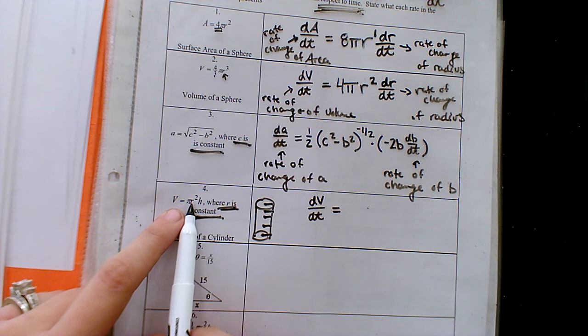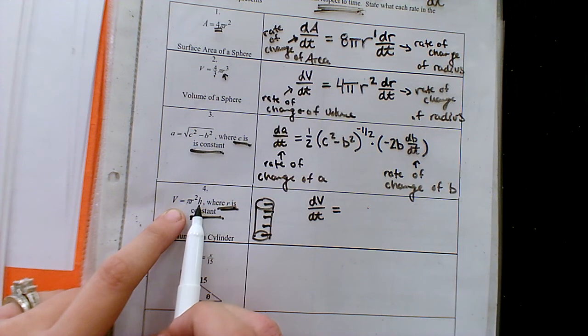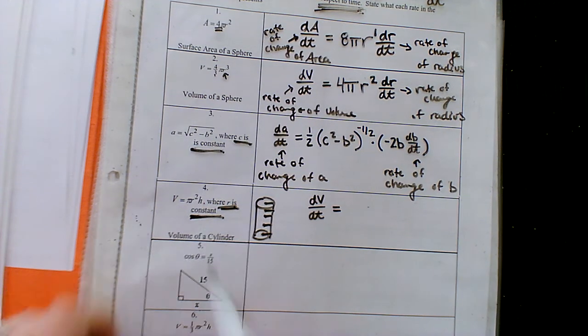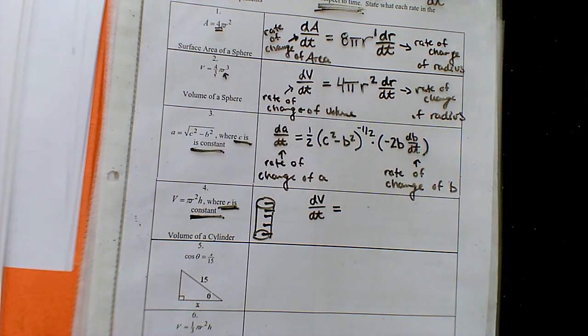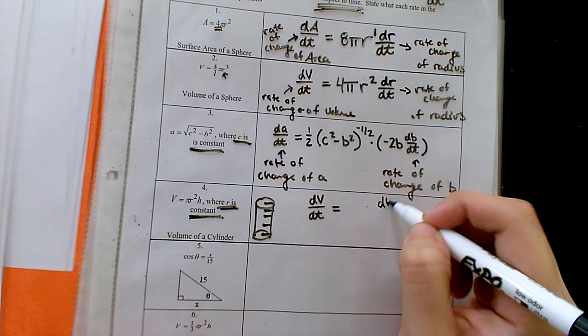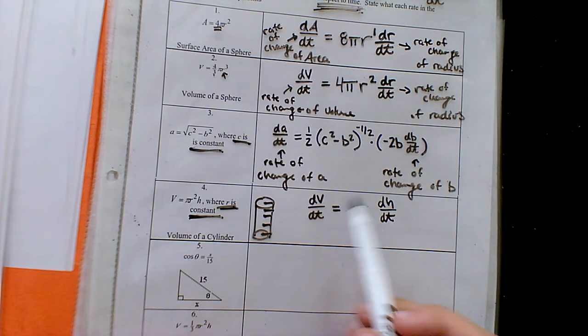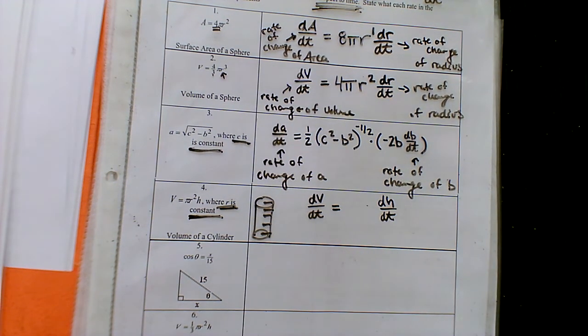Now, if R is a constant, meaning a number, it looks like the only variable we actually have to take the derivative of is h. So what might the derivative look like? This is where it gets a little tricky. We're going to need that dH over dt. The question is, what else is there?